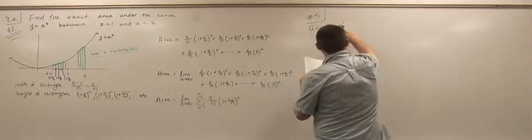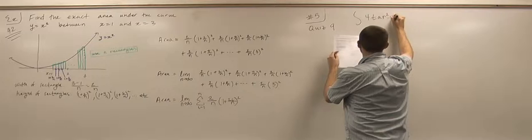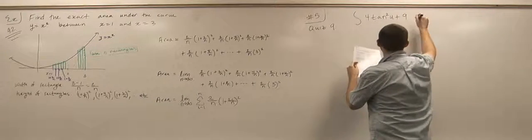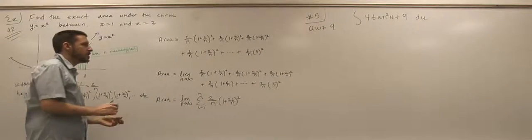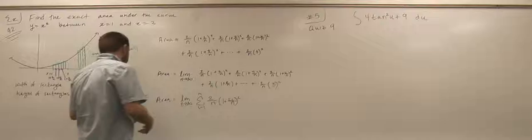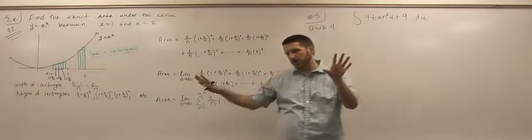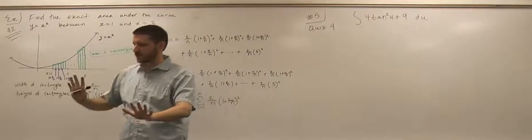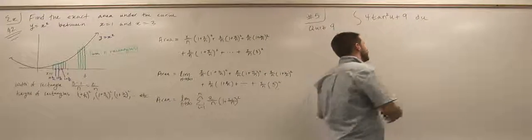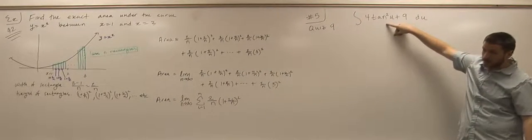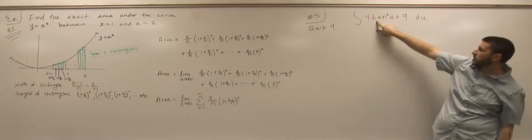Number 5 gave you the integral of 4 tan squared u plus 9 du. So you only know a few trig integrals, right? You know the integral of sine, the integral of cosine, and then you know the integral of secant squared, the integral of cosecant squared, and then you know secant tangent and cosecant cotangent. So you have to somehow make this fit one of the integrals that you know. You don't know the integral of tangent squared. So my suggestion is to use an identity to get rid of tangent squared.